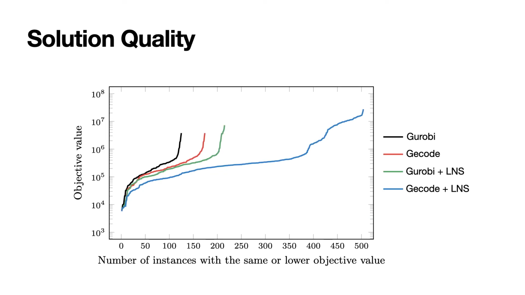This is a cactus plot that shows the number of instances that each method solves to under a particular objective value, so lower is better. G-code with LNS finds the best solutions. It is the only method that finds feasible solutions to all instances. All 4 methods are initialized with a greedy solution at the start.